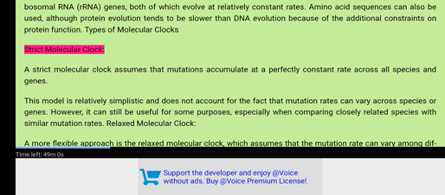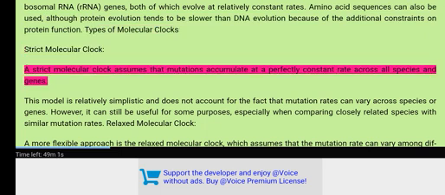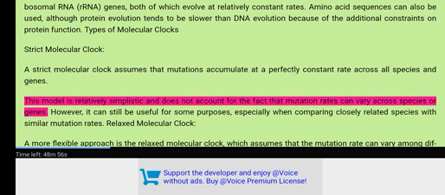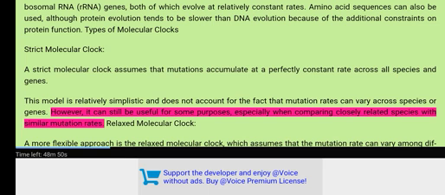Types of molecular clocks. Strict molecular clock. A strict molecular clock assumes that mutations accumulate at a perfectly constant rate across all species and genes. This model is relatively simplistic and does not account for the fact that mutation rates can vary across species or genes. However, it can still be useful for some purposes, especially when comparing closely related species with similar mutation rates.